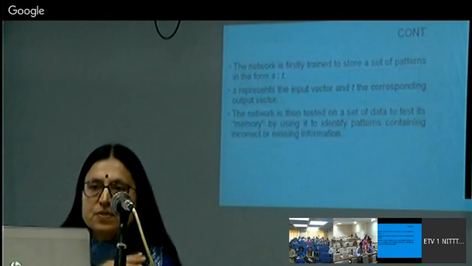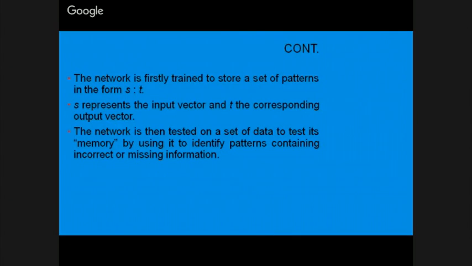So first we have to train the network. When we train the network, it is trained by storing a set of patterns, and these patterns are stored in the form S:T, where S represents your input vector and T is the corresponding output vector. So associative memory is basically going to store the association between the input vector and the output vector, and that association is stored in the weight matrix.